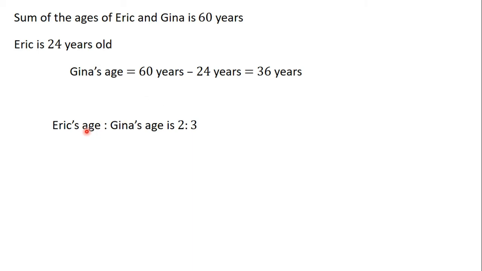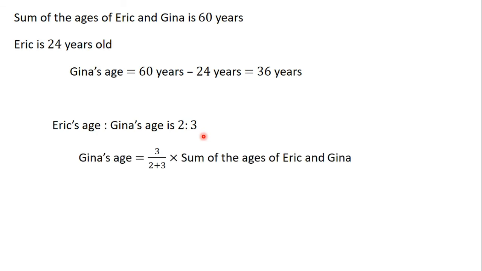We know that the ratio of Eric's age to Gina's age is 2:3. So Gina's age will be equal to Gina's part of the ratio, which is 3, divided by the total ratio, which is 2 plus 3, times the sum of the ages of Eric and Gina. This will be equal to 3 divided by 5 times 60 years, since the sum of the ages of Eric and Gina is 60. 3 divided by 5 times 60 will give us 36 years. So you can see that both methods give us the same answer. You can simply subtract Eric's age from the sum of the ages to get Gina's age, or you can use the ratio. Gina is 36 years old.